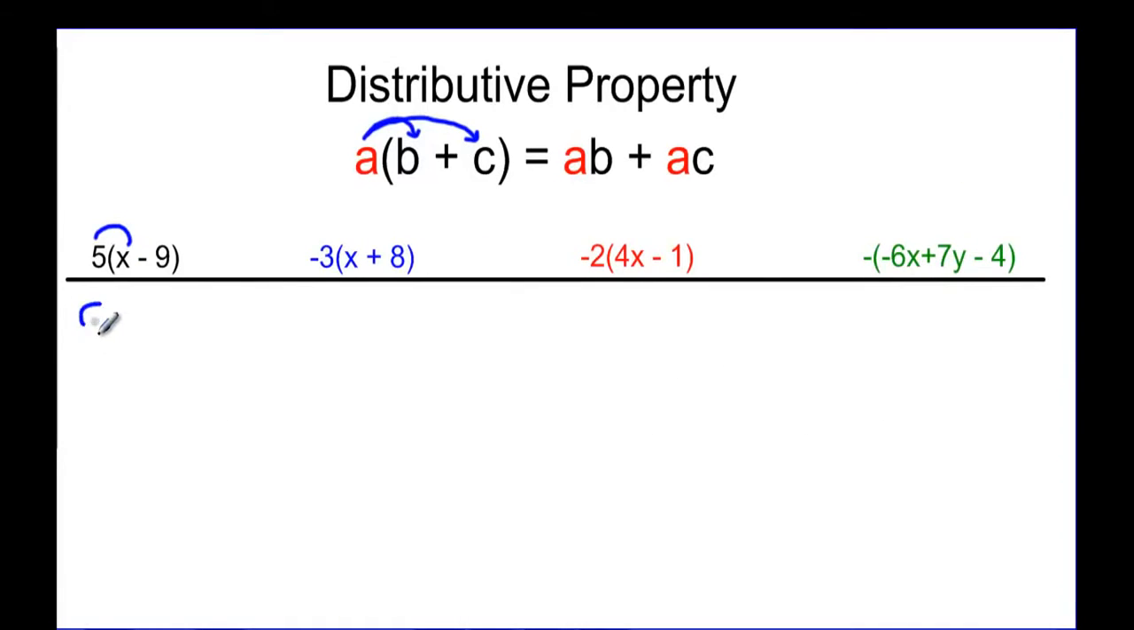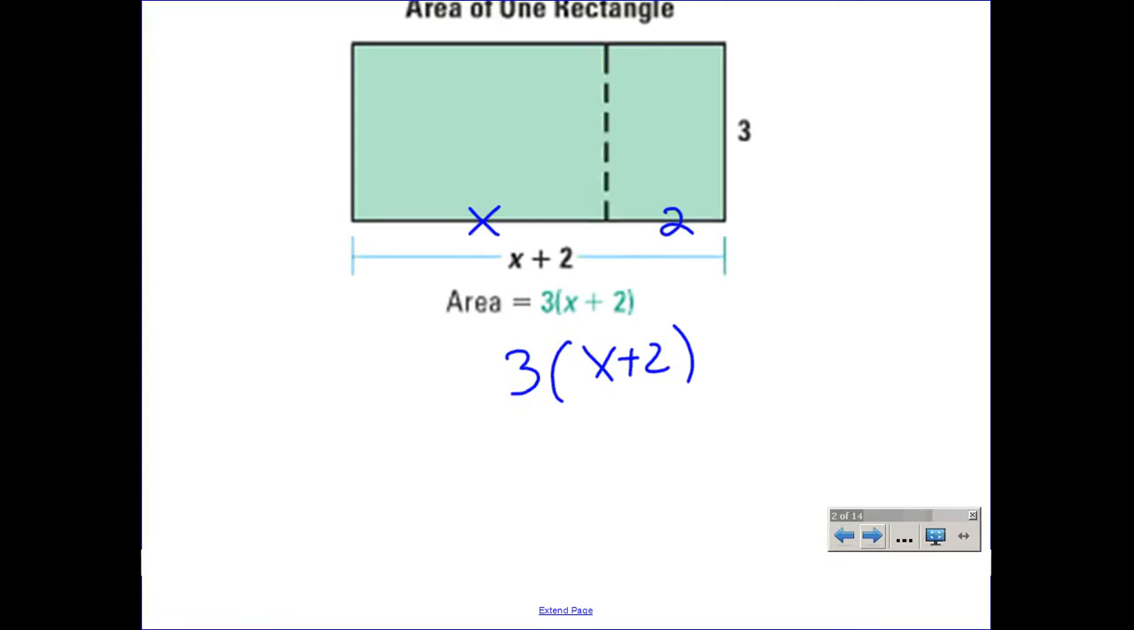5 times x and get 5x. And then we want to take 5 times negative 9 and have plus 5 times negative 9. That's the way to think about it. So in that case, you get 5x, and then 5 times negative 9 is a negative 45. So you have 5x minus. Does that make sense? But because sometimes we can go a little bit further.